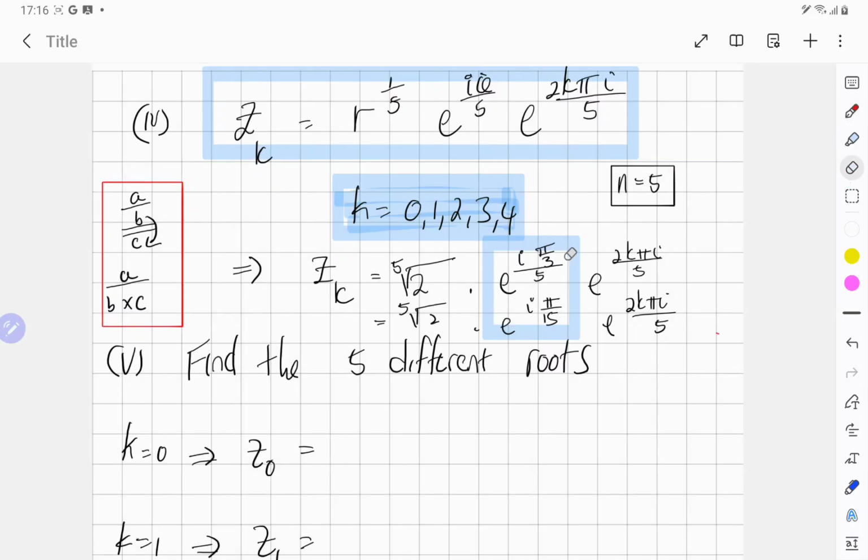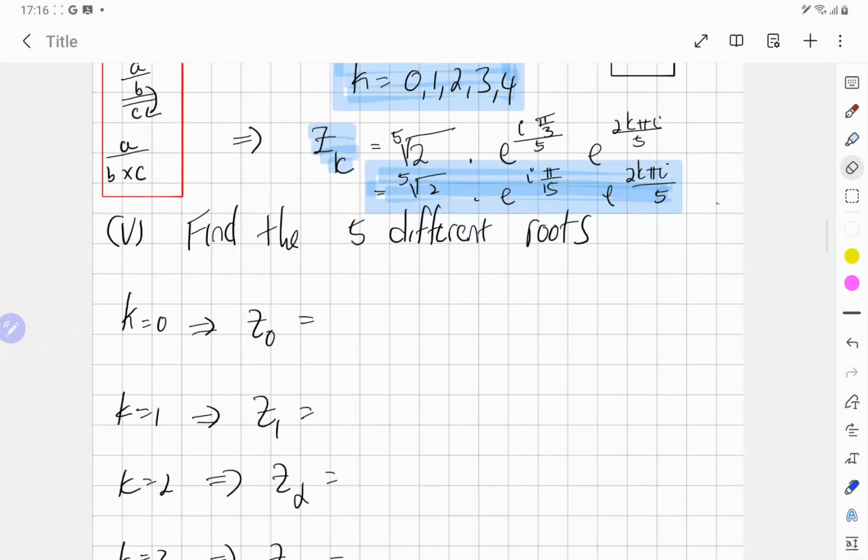So here we have now our z_k that we are going to work with to get the 5 different fifth roots. So we will first start with k equals 0. Substitute it into my formula. I get the fifth root of 2 e^(i pi over 15) e^(0 pi i over 5).